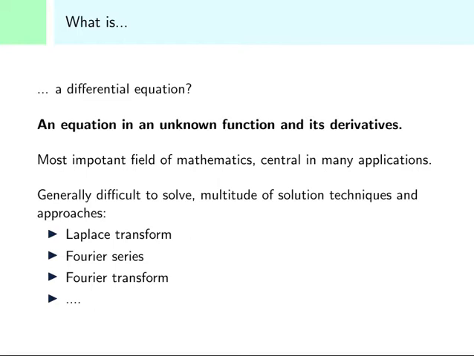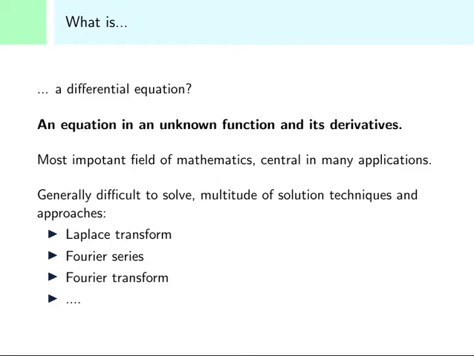Now, to put it shortly, a differential equation is an equation in an unknown function and its derivatives. So we have an equation where we have an unknown function, let's say u or y or however we call it, and that equation involves its derivatives, and our goal is to find a function satisfying that equation. You could say that differential equations are probably the most important field of mathematics, and it's central in many applications. So we could say that 90% of all mathematicians work on topics that are somehow related to differential equations.